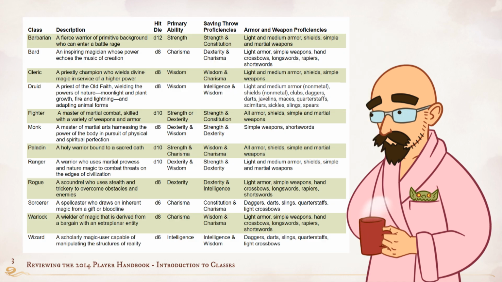Here, we've got a list of all 12 classes, along with a brief and flavorful description for each, and a listing of their hit die, primary ability score, saving throw proficiencies, and weapon and armor proficiencies. This is a really good opportunity to dig into class balance a bit before we get really granular with each individual class, but we'll circle back to this in a conclusion video once that's all done. The big thing that I want to talk about first, though, is saving throws.